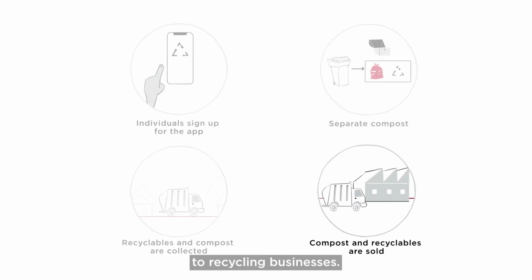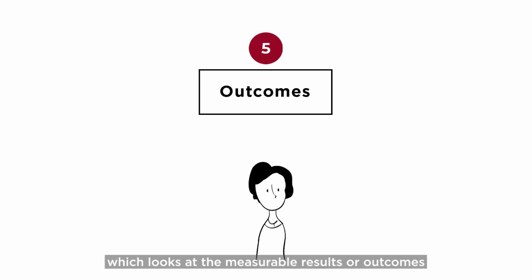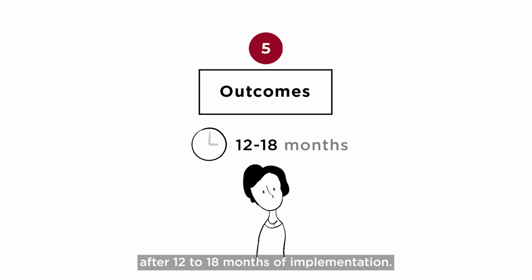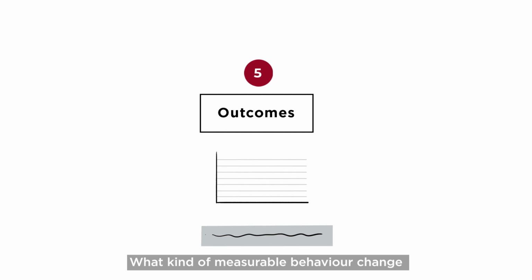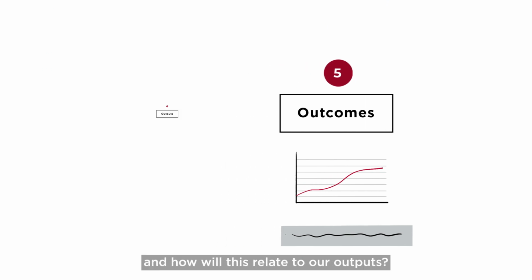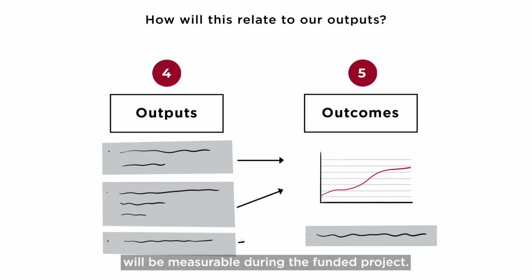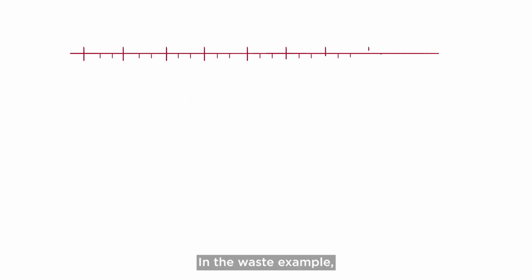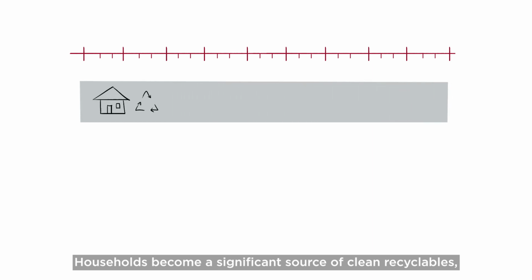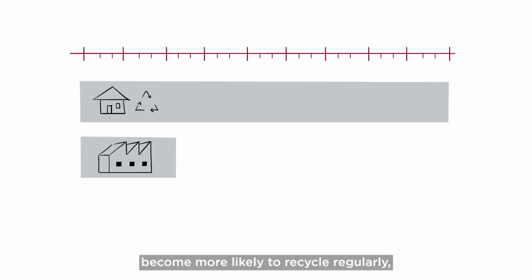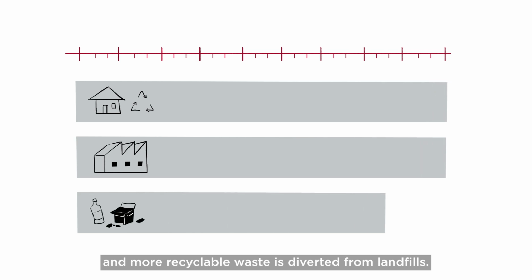to recycling businesses. After developing key outputs, you can move to Step 5, which looks at the measurable results or outcomes after 12 to 18 months of implementation. To get there, ask yourself, what kind of measurable behaviour change and impact can we expect? And how will this relate to our outputs? It's important to make sure that this impact will be measurable during the funded project. In the waste example, outcomes could be that households become a significant source of clean recyclables, individuals in the community become more likely to recycle regularly, and more recyclable waste is diverted from landfills.